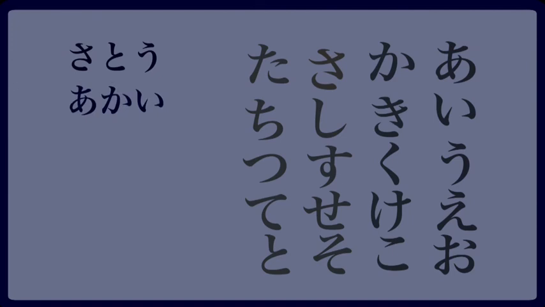Akai. Akai, which means red. You can locate the hiragana on the lists here and put them together. Tsu, ku, e. Tsukue means a desk. Tsukue. Tsu, ku, e.